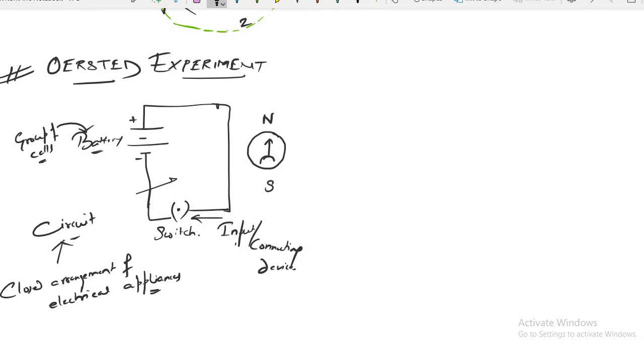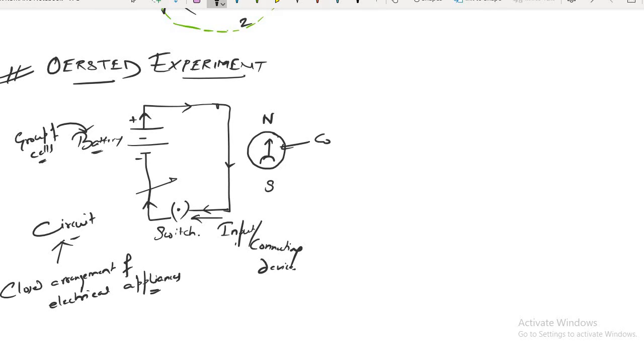Now you see what happened in Oersted experiment. When you close the switch, the current will flow. The current will flow from the positive terminal of the battery and it will go like this. I hope you can see this in the diagram. Yes or no? Can you see this? Yes, sir. Okay.